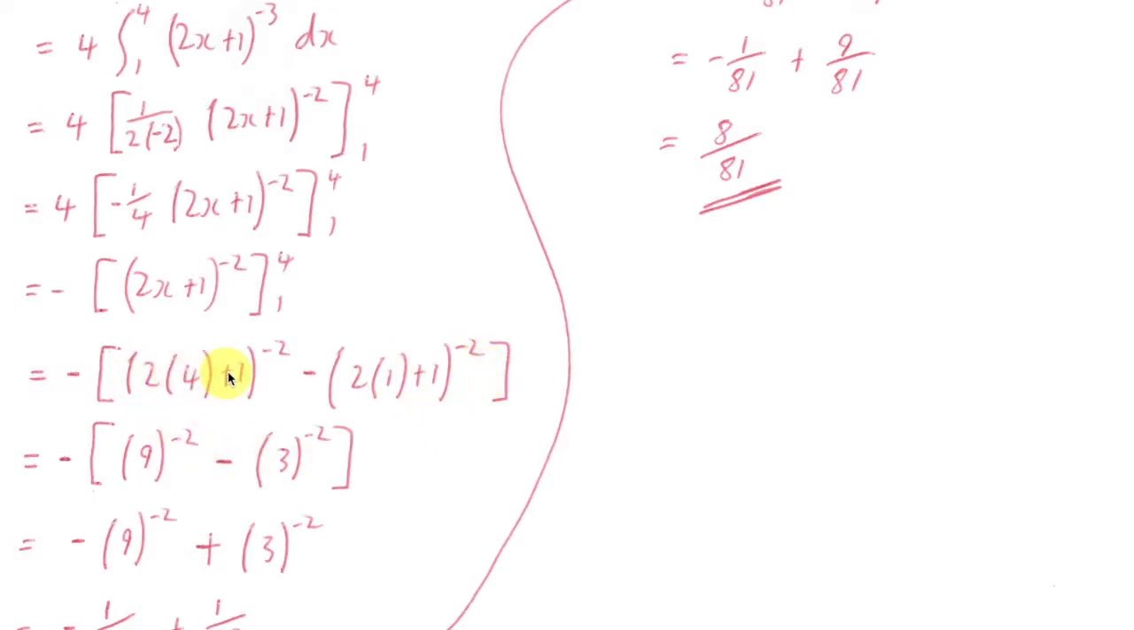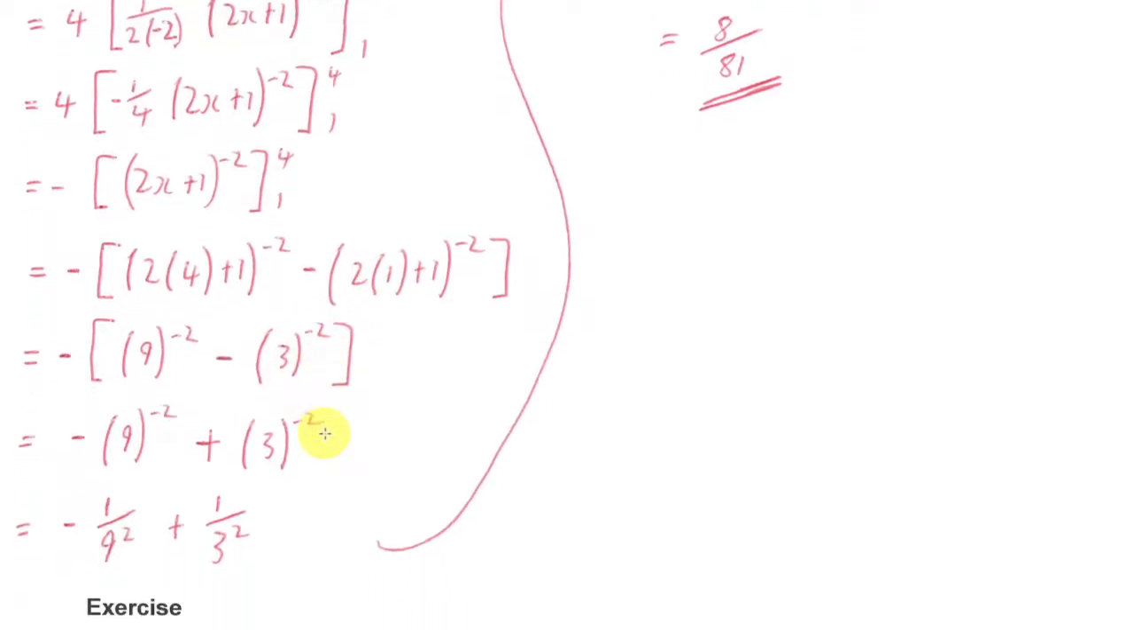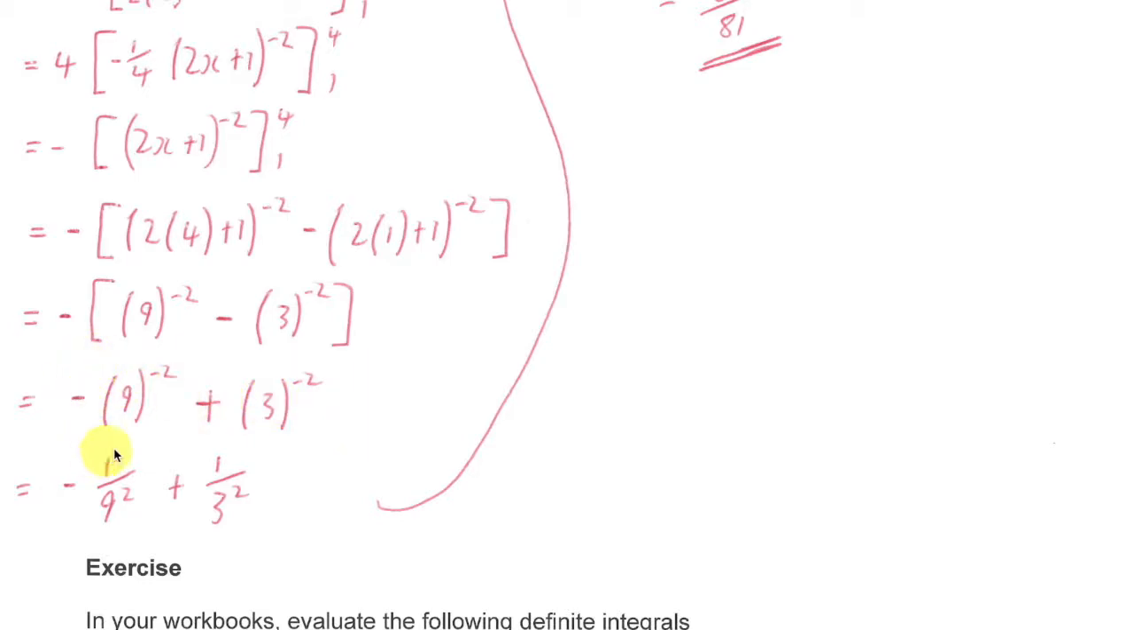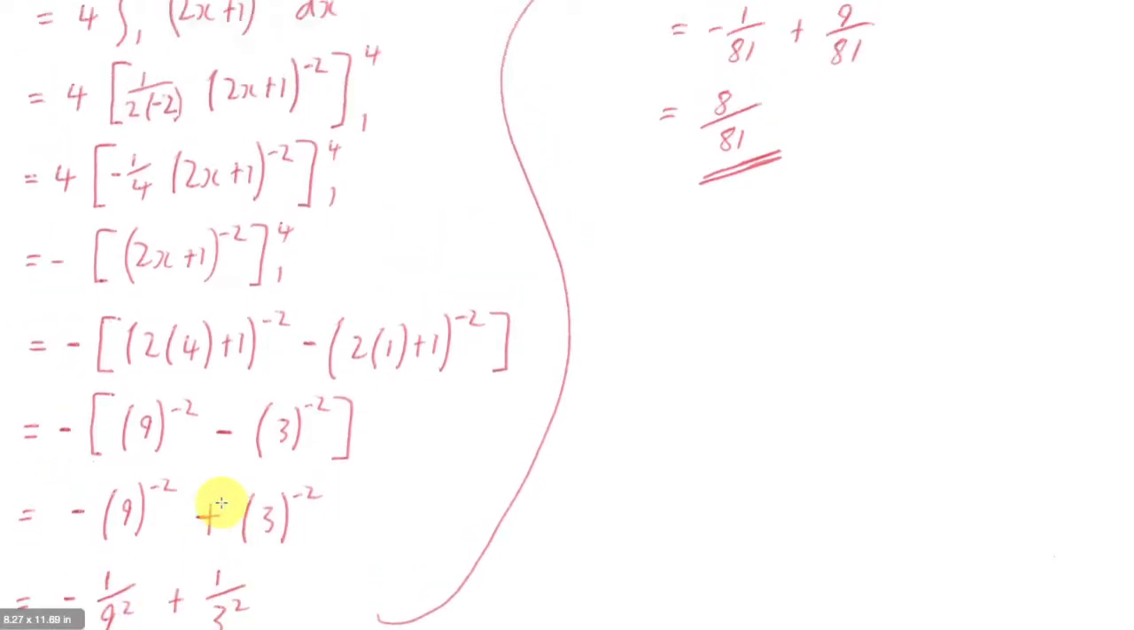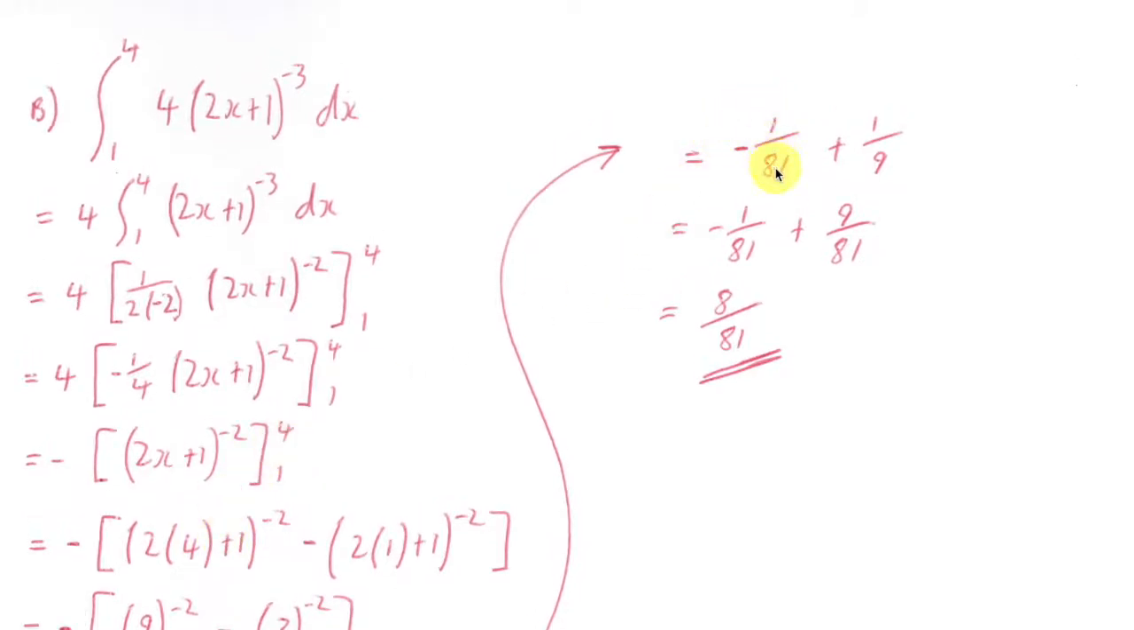Of course, 2 times 4 is 8 plus 1. I get 9 to the power of negative 2, and I get 3 to the power of negative 2, and all of that is negative. If I multiply that negative through, then I've got negative lots of 9 to the power of negative 2, and negative times negative gives us a positive amount of 3 to the power of negative 2. So I end up with negative 1 on 9 squared plus 1 over 3 squared. Of course it's negative 1 on 81 plus 1/9. If you express them both over 81, you can see we come up with 8 on 81.